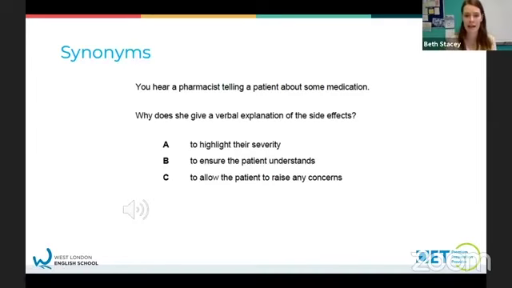Okay, we're going to have another little practice related to some synonyms. So I'm going to play this for you. I'll just give you 10 seconds to read through the question.